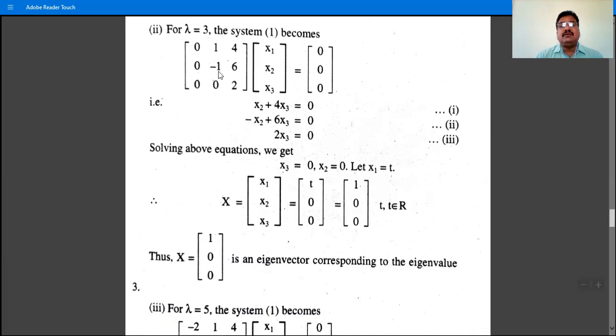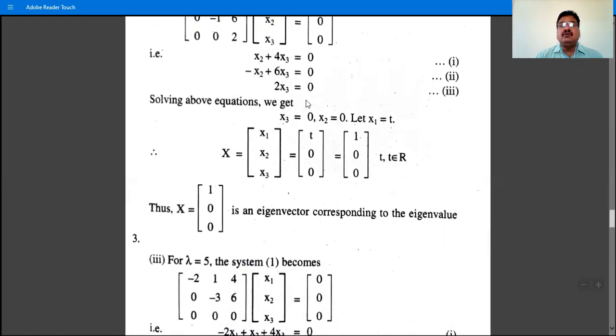And after that, we have to rewrite the system. So we have x2 plus 4x3 is equal to 0 as the first equation, and the second equation is x3 is equal to 0. So we have x3 is equal to 0. Substitute x3 is equal to 0 in this equation. So we have x2 is equal to 0.